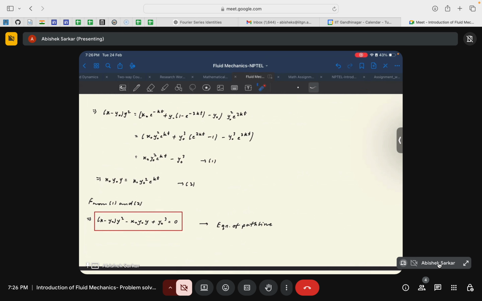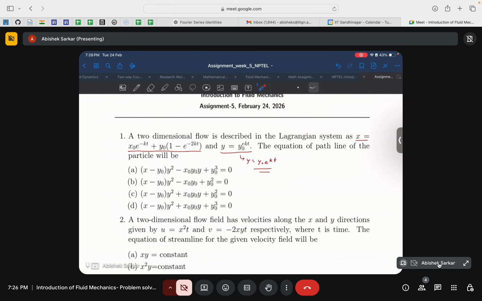Correct? So if you subtract one from the other and add y naught cubed, the entire expression will sum up to 0. So this equation gives you the equation of the path line. So if you go back to the options, the correct answer will be option A. Okay.